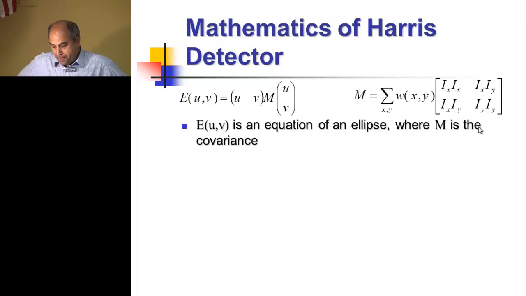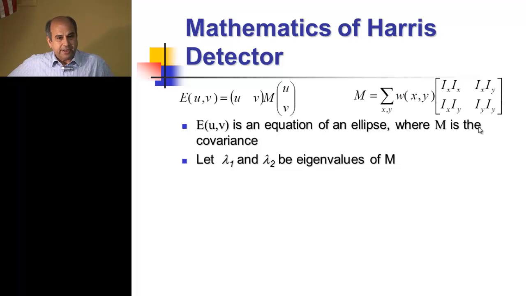Okay, so if you look at this, this is the equation of an ellipse. Okay, and M is a covariance matrix. Now we are going to take this matrix M and look at its eigenvalues.